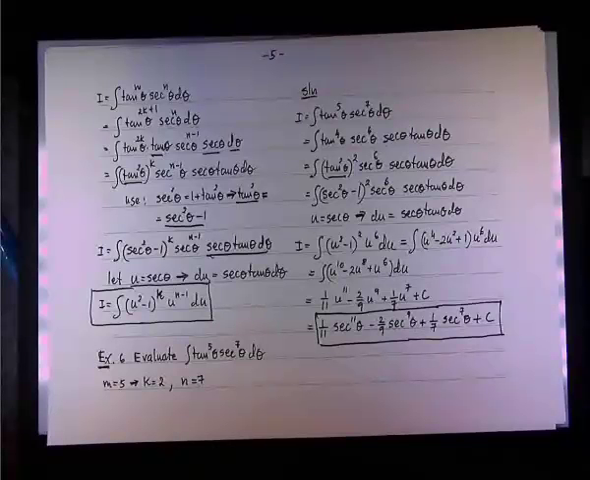What happens next is the following. What happens if we don't have any of these tools available to us? For instance, we don't have the tangent being even or the secant being odd.